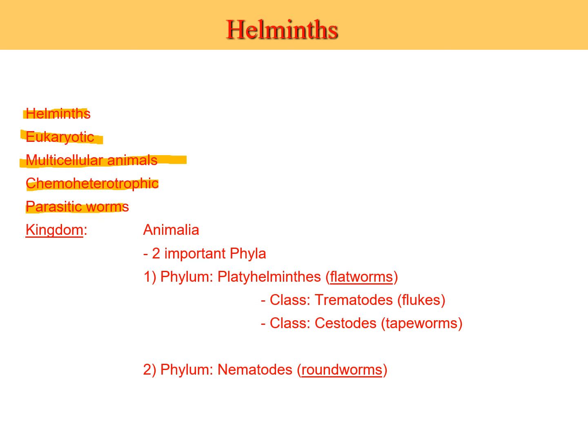There are two important phyla in this group of animals. One is the platyhelminthes, platy meaning flat, so flatworms. That includes flukes, which cause many diseases, different types of fluke organisms, and tapeworms, of which there are also several different types that cause disease in humans. The other is the nematodes, which are roundworms. So you have platyhelminthes or flatworms and nematodes or roundworms.